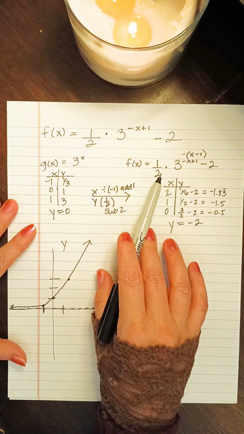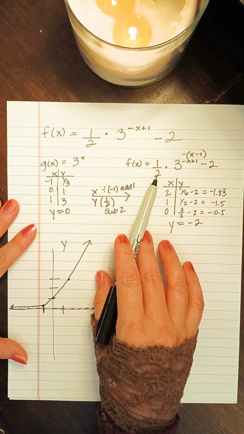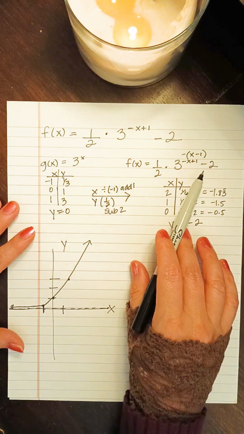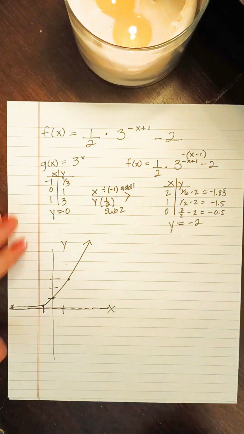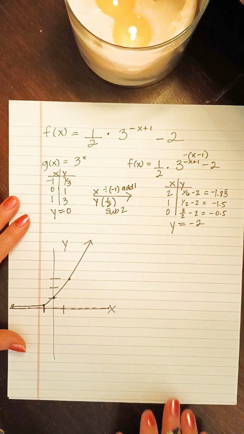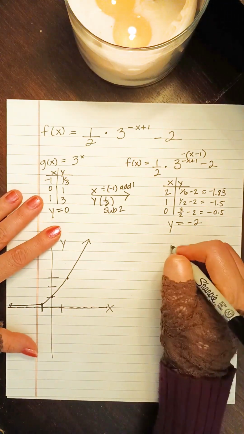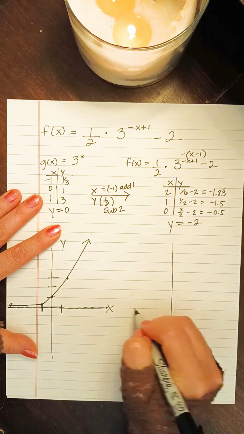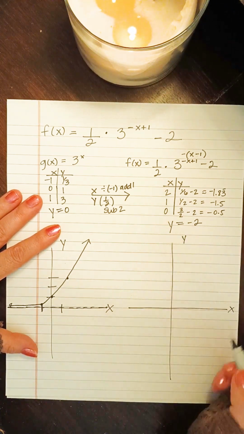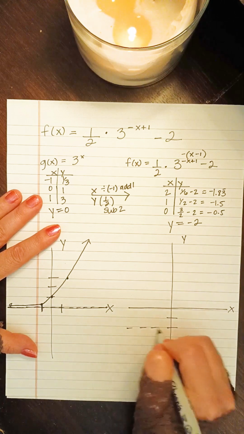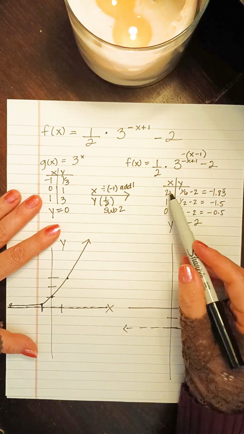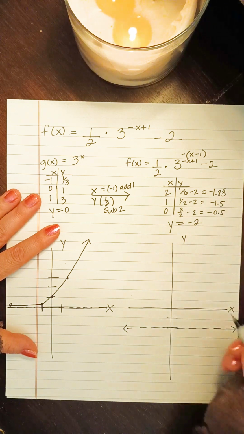And what else is going to happen is that there's going to be a vertical compression by a factor of a half. And we're going to shift the graph up, I'm sorry, shift the graph down 2 units. Okay, and you'll see it here after we plot all of this. So y equals negative 2 is here. And then 2, negative 1.83.